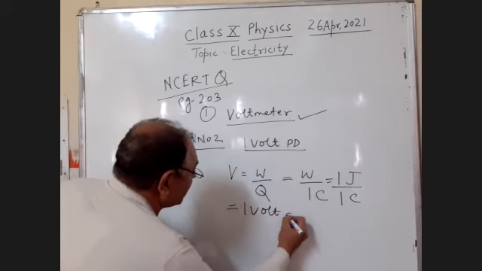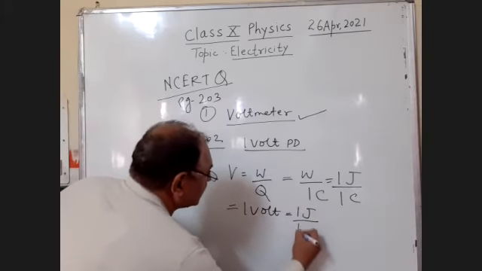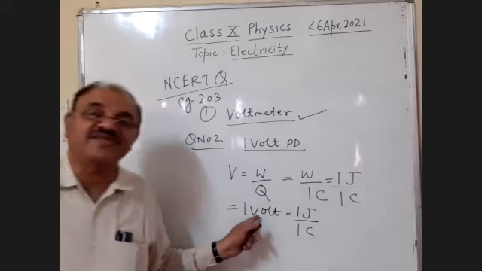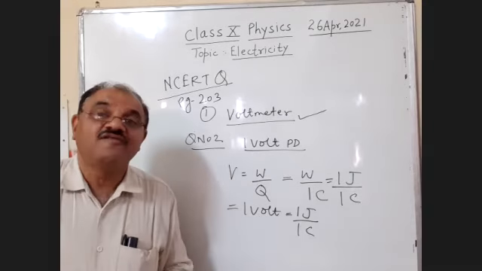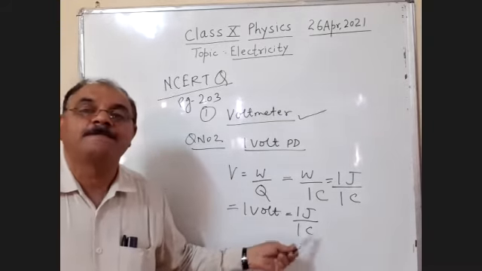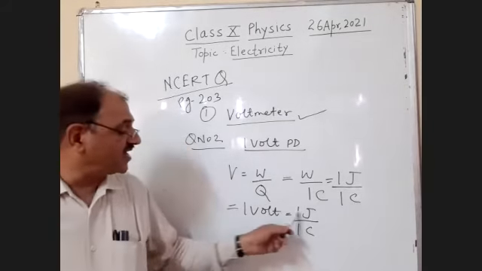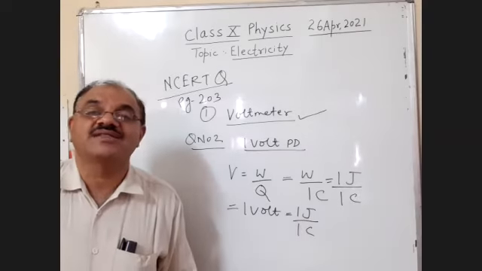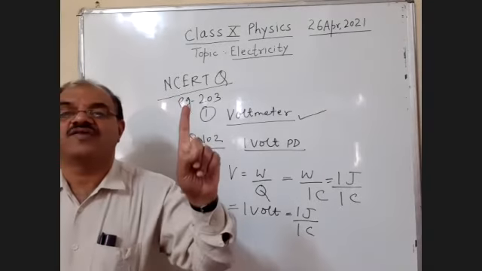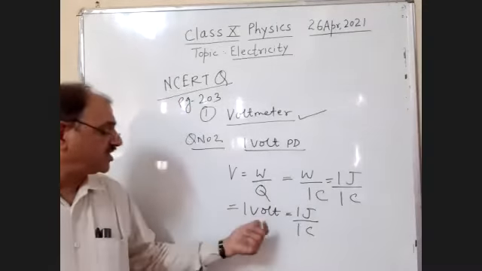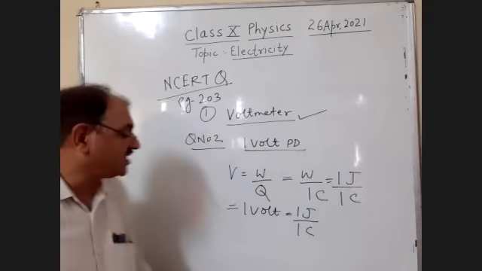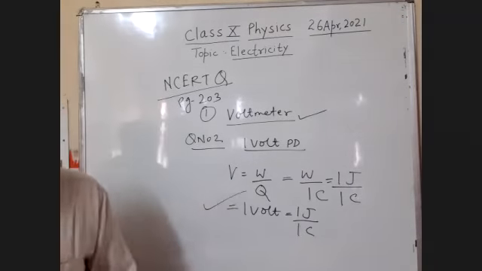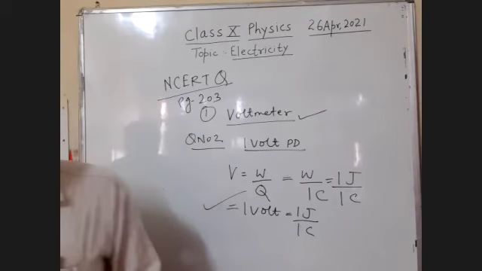Now, students, 1 volt of potential difference is that potential difference across the conductor when the work done is 1 joule and the charge is 1 coulomb. That time the potential difference is 1 volt. This is the answer to your question number 2. I think it is clear. Now, students, we'll discuss question number 3.